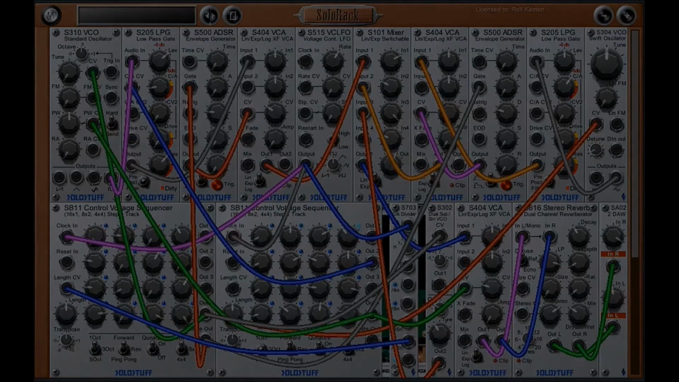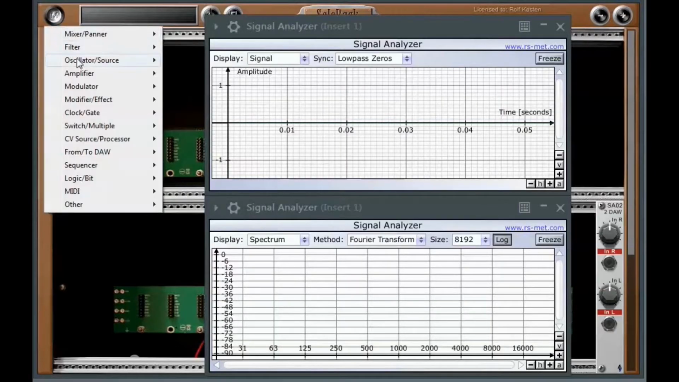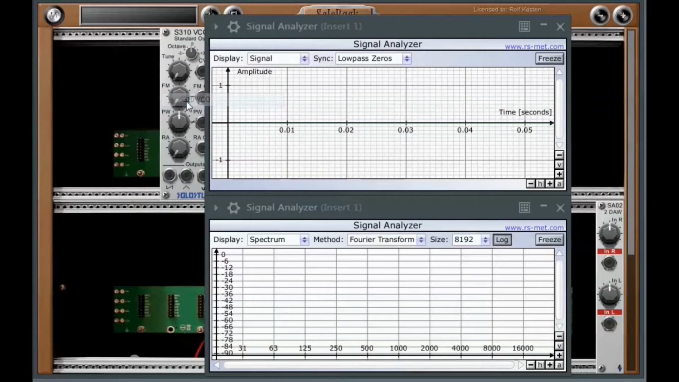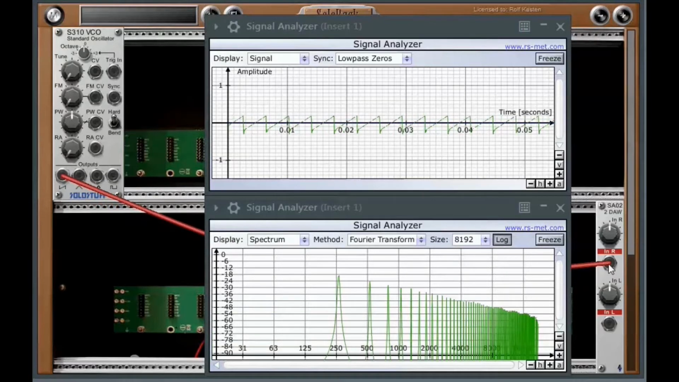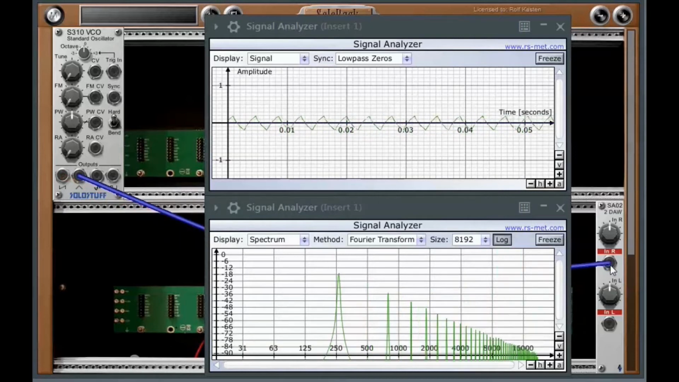Alright, let's add an oscillator to the rack now. Let me start with the SA310 VCO, because this oscillator is the most common one. It delivers all 4 basic waveforms: saw, triangle, square and analog sine. I say analog sine because, like with real hardware analog synths, the sine wave is not a pure one with only one frequency in its spectrum.